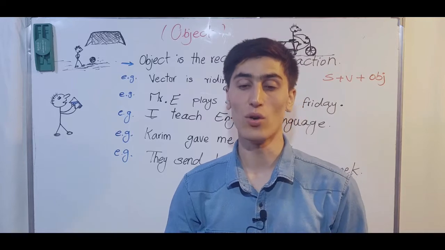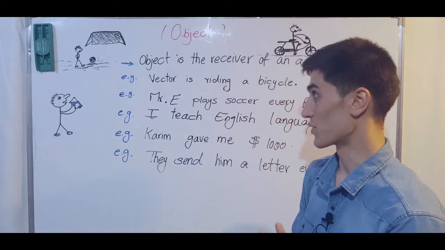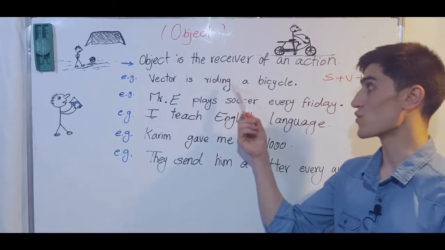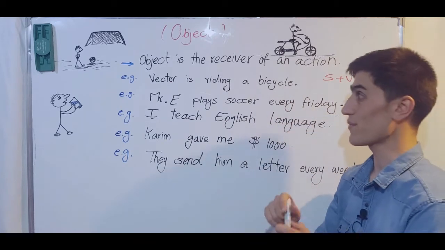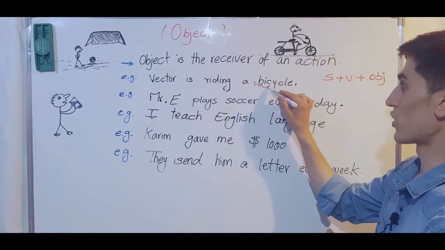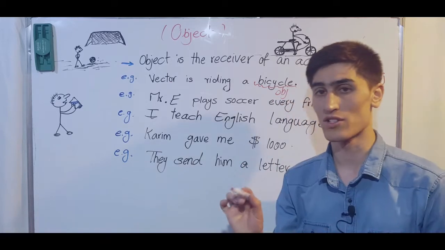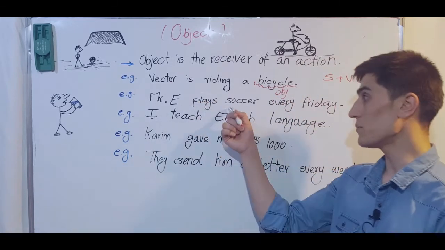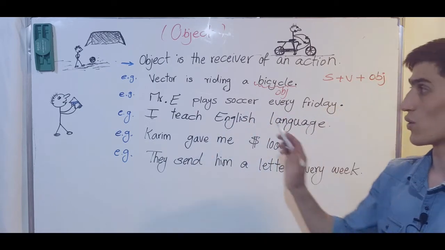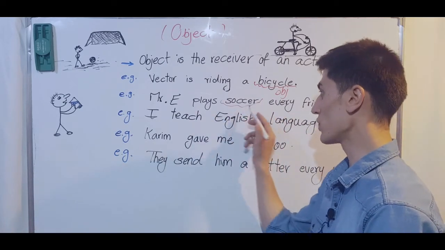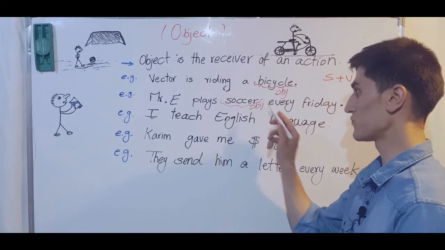So let's look at some other examples. Victor is riding a bicycle. This is the same example. I just have to mark the object here for you. As I told you before, bicycle is the object. And Mr. E plays soccer every Friday. So here, soccer, I told you, is the object of the sentence.